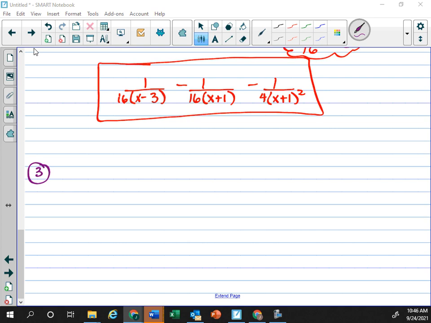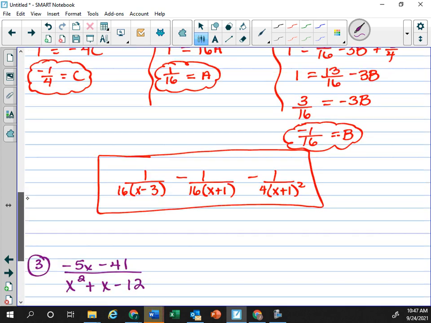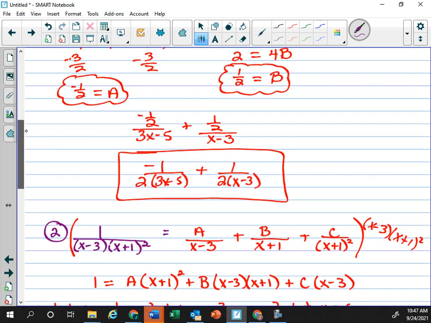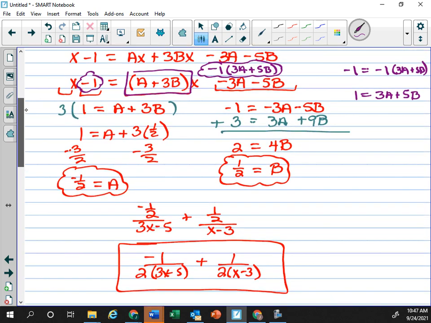All right, we'll start with this one. Negative 5x minus 41 over x squared plus x minus 12. You're going to have to factor your denominator. And now, guys, it's only going to have an A and a B, just like our first one did. So you can pick which method you want to use.